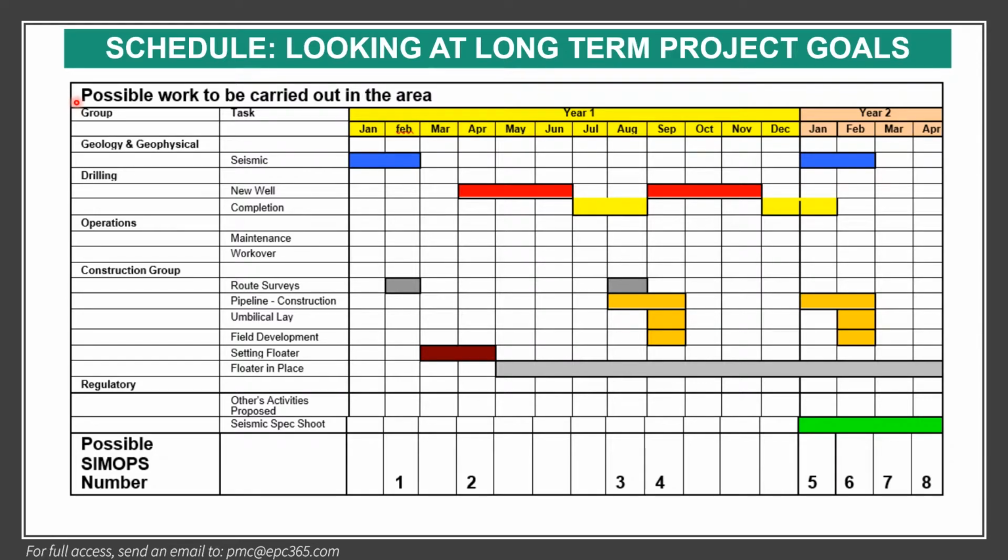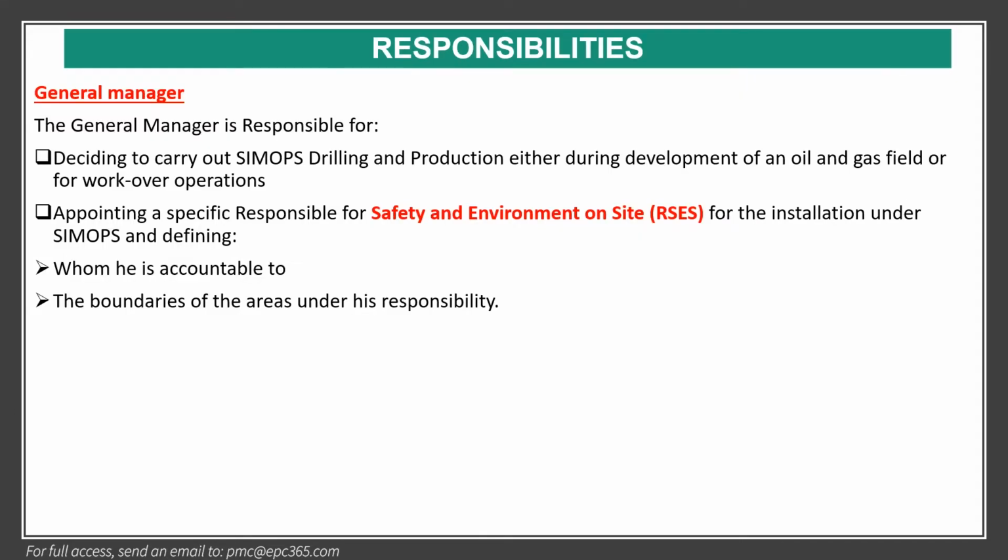For the schedule, we have to look at long-term project goals, for example here about the drilling operation and construction groups. We have to know the planning and the possible SIMOPS number. For example, here there were 2 and also 8. So we also have to define the responsibilities.